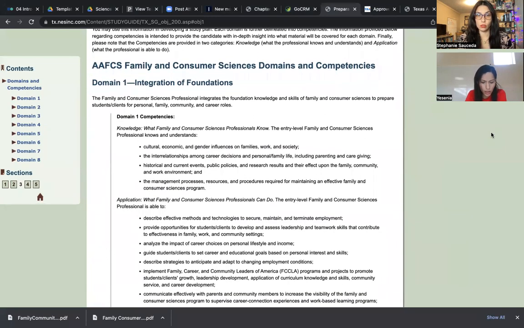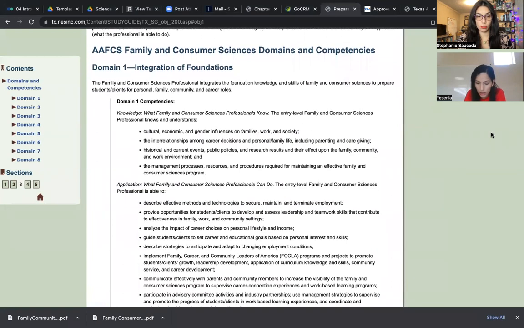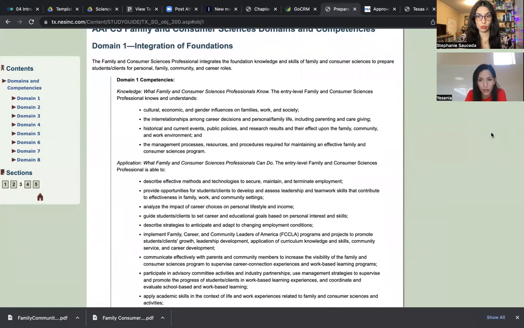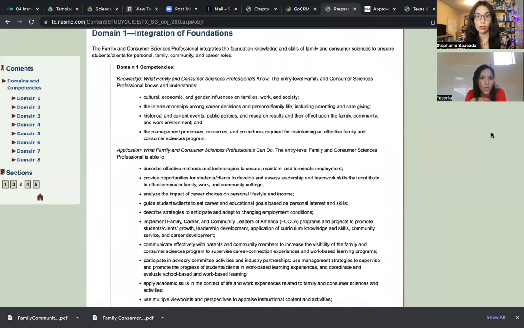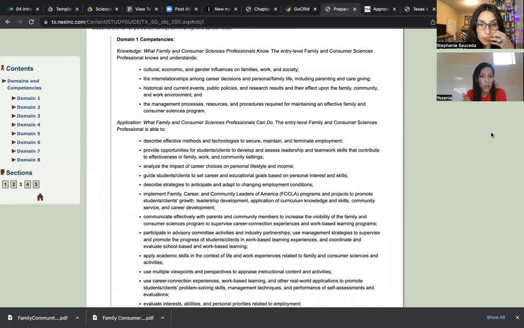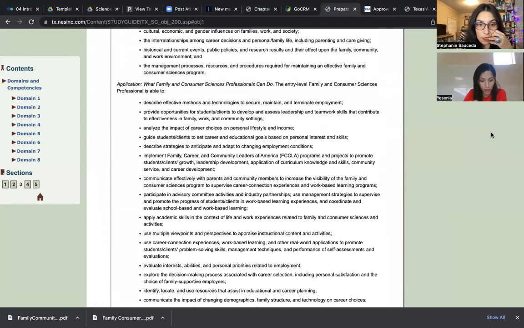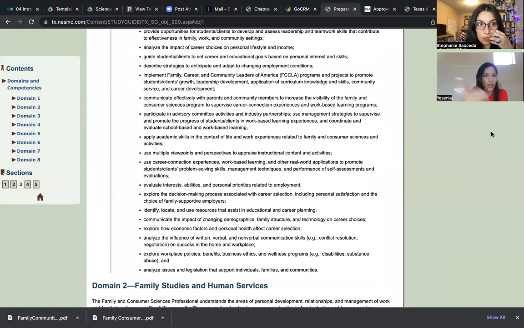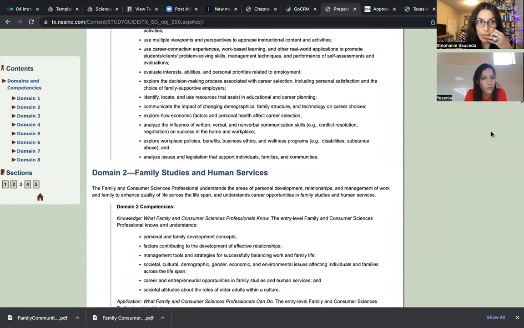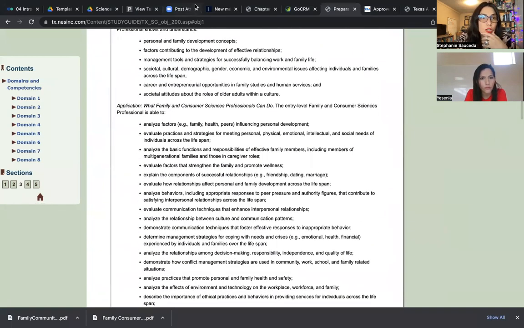It says here the interrelationships among career decisions and personal family life, including parenting and caregiving. It's right there. But if you can send it to me, it'd be awesome, because I can work here and then look at what I have on the screen. Right, absolutely. So it has it all here.